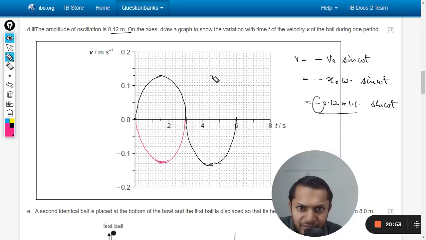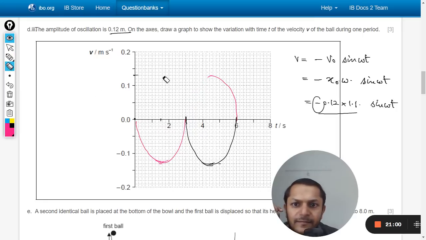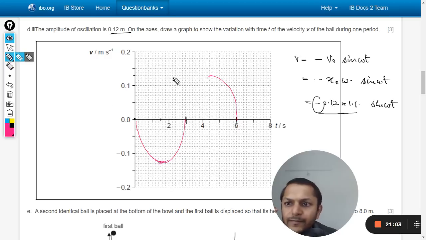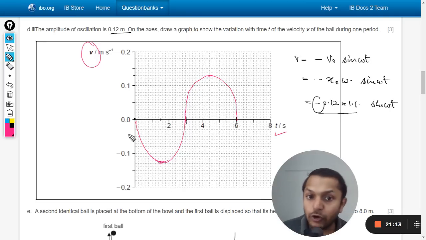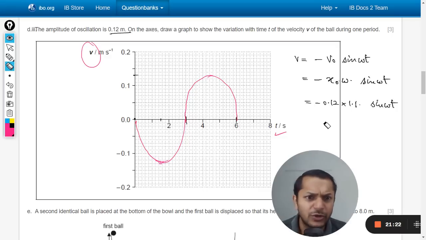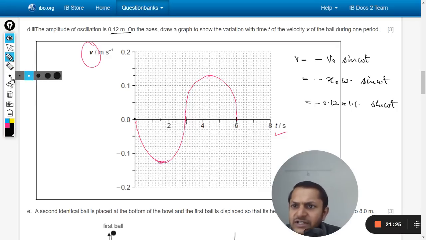Oh my God, it's a bit confusing. So this will be the right graph. Yeah, this is the right graph for the velocity versus time. It's a very confusing question, no doubt about that. It's a difficult question, I would say. There are a lot of things going on parallelly, so you have to be very careful. It is a time consuming question. So this is the graph that we have drawn. The amplitude is given. This is how we do this question.